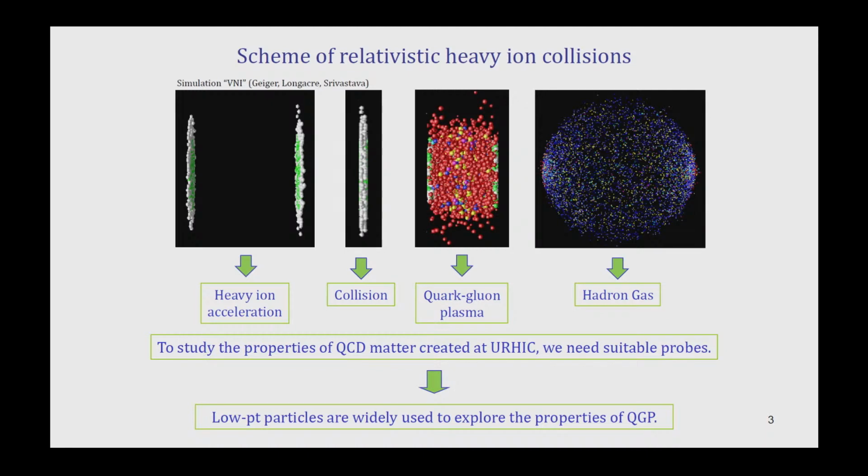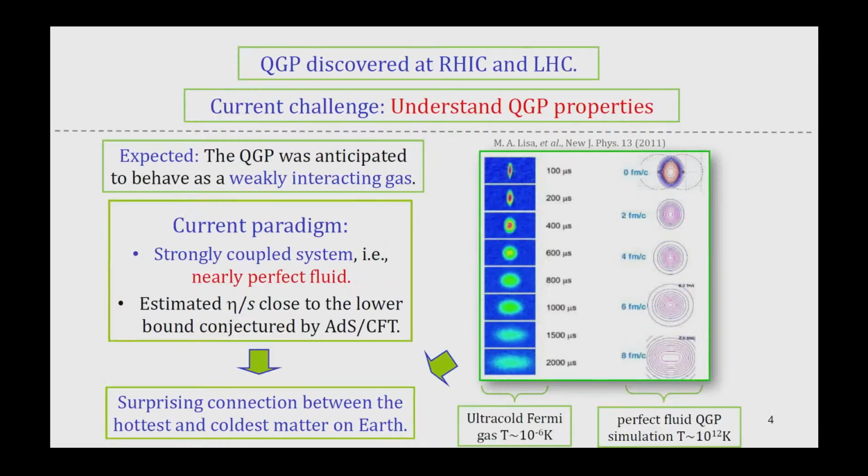So by studying hadrons in a detector, we want to reconstruct the properties of quark-gluon plasma, and for that we need good probes. And it is largely considered that low pT particles, which constitute 99.9% of quark-gluon plasma, are good probes to explore the properties of this form of matter. But now it is widely recognized that quark-gluon plasma has been discovered at RHIC and LHC, and the current challenge is to understand its properties.